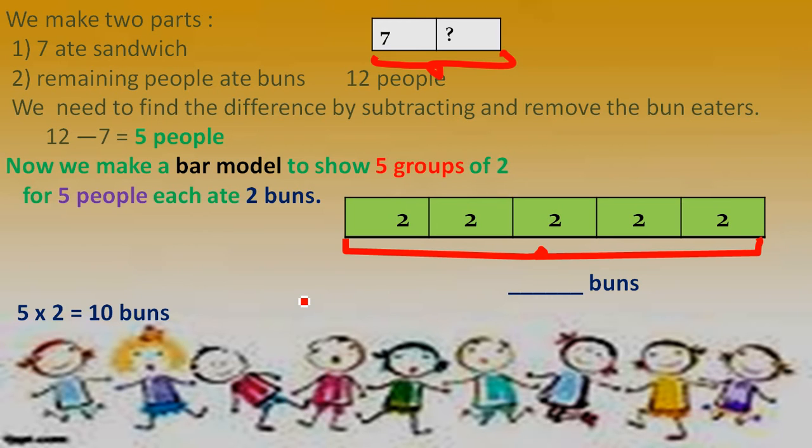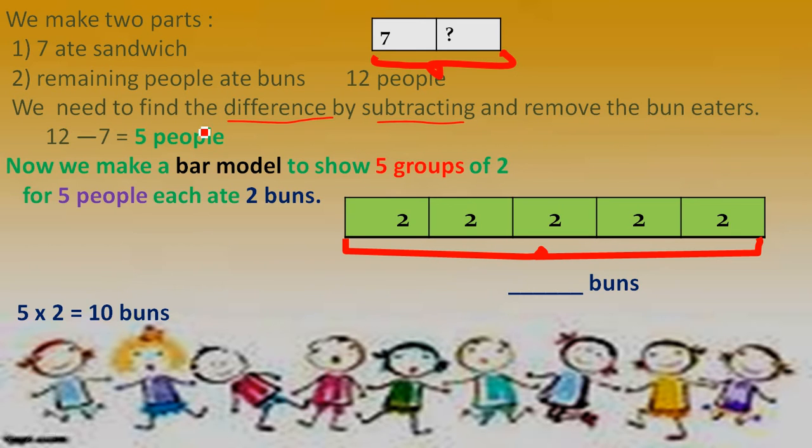Now this is a two-step problem. First, there were 12 people, and we find out that 7 people ate sandwich. So there are two different sets of people. 7 ate sandwich, and the rest ate buns. Now we don't know out of 12 how many people ate buns. So this is our total, and these are 12 people. The remaining people ate buns, so we need to find the difference by subtracting and removing the bun eaters.